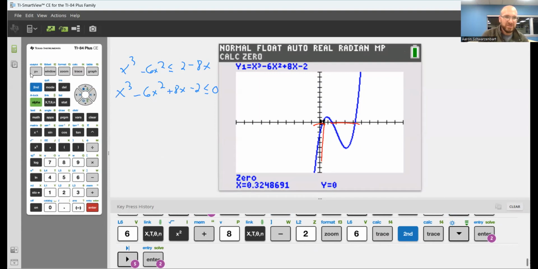And so I got 0.32. So it's to the left of that. So this is negative infinity to 0.325. Please give me 3 decimal places. And then I got to get these other 2 zeros. This is inclusive. So I should have a hard bracket on this one.